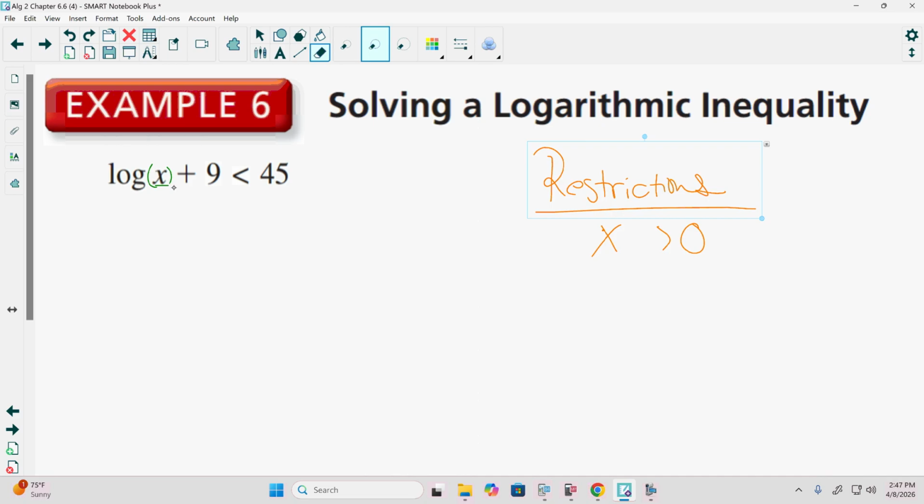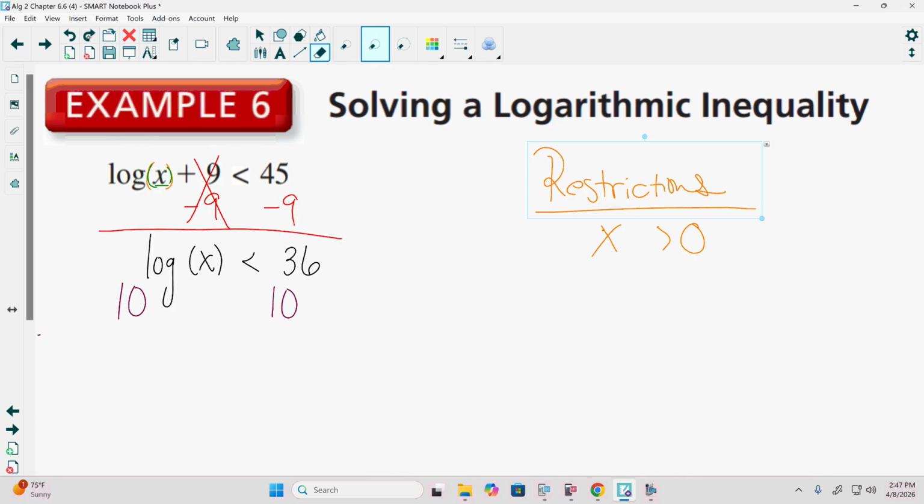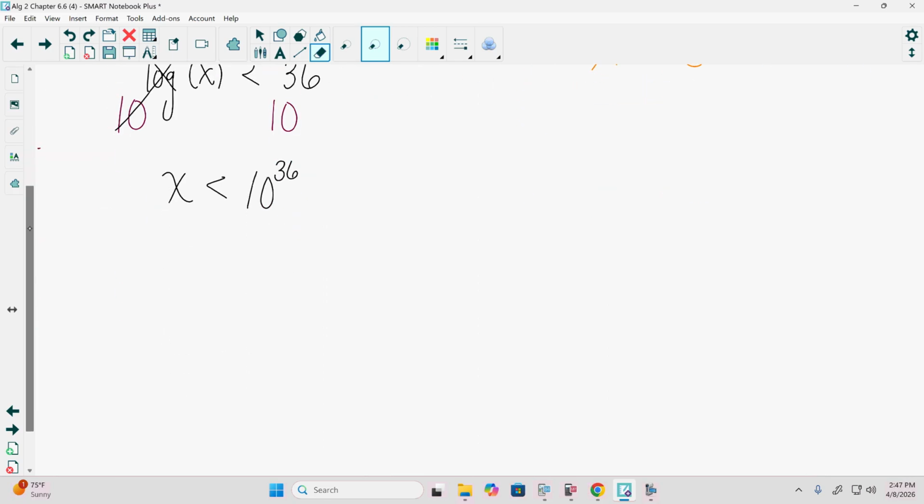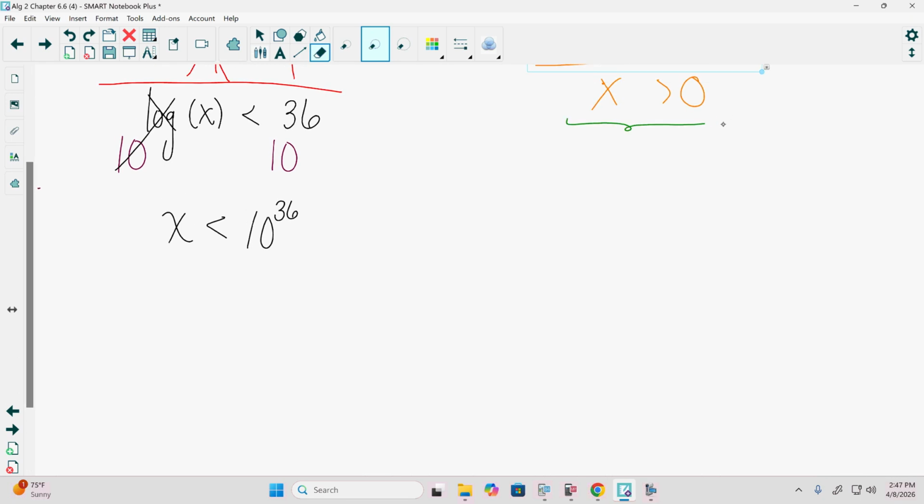Does that make sense where we got that? So we got that, we just set it there. This is a reminder to myself, x has to be bigger than 0. Then we went through and solved and found, according to our solving step, x is less than 10 to the 36th power, yes? And what we did at this point is I went back and checked my restrictions, saying x has to be greater than 0, yes? So just to make sure that we don't have any of these values that would make this false showing up in here, I pick one.